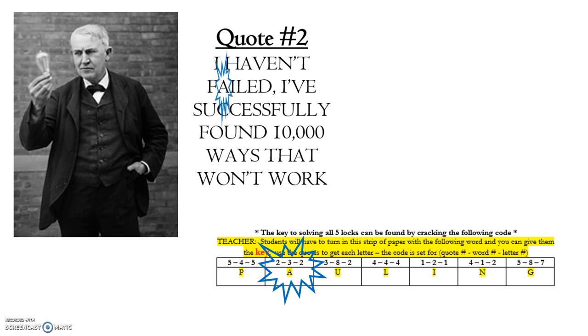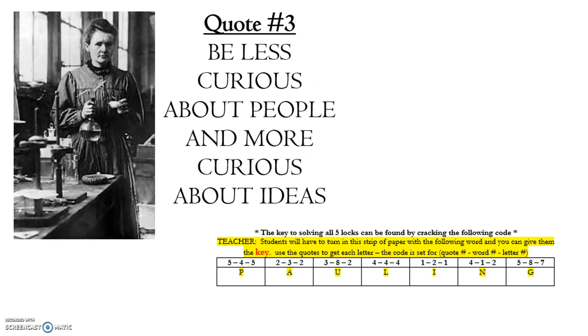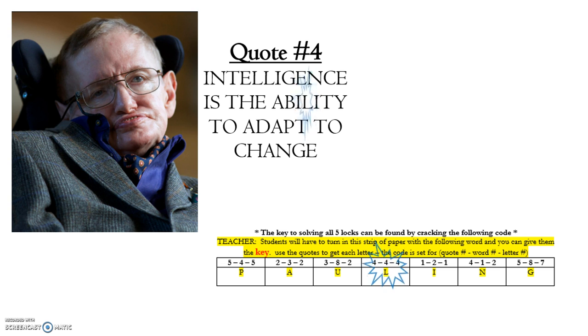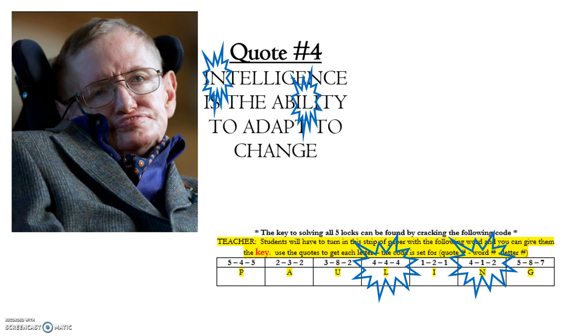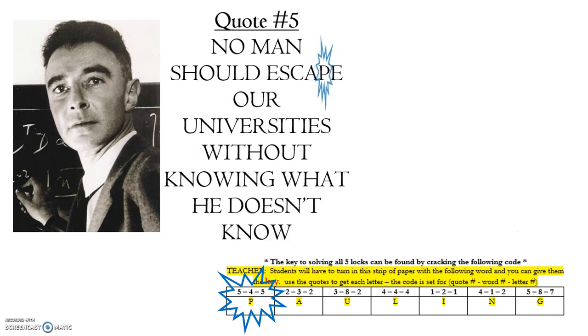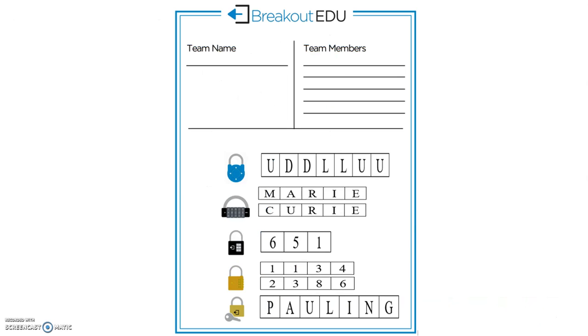Looking at quote number 2, word number 3, letter number 2, we get an A. And we continue this process until we get all of the letters from the various quotes to be able to spell out the word Pauling. No UV pen is needed on any of these quote clues because the table gives them the indication of the letter they're looking for. And finally, here is the complete answer sheet for the Breakout EDU locks. Enjoy!